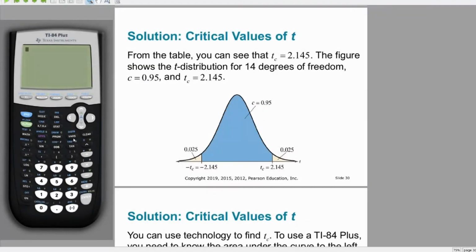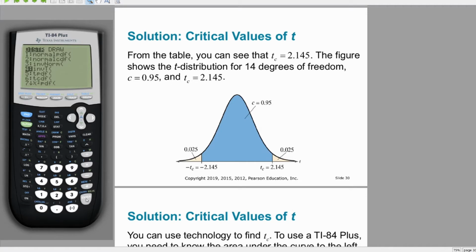To compute this in the calculator, what we do is go into second distributions, and if you have the 84 or above, you'll have the inverse t computation. But if you have an earlier calculator, you won't have this option. So just be careful with that.